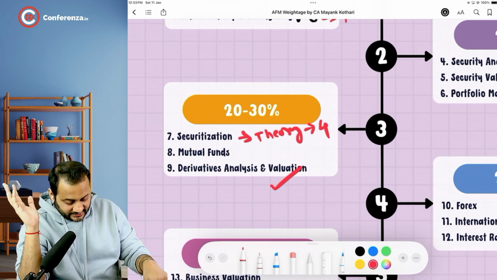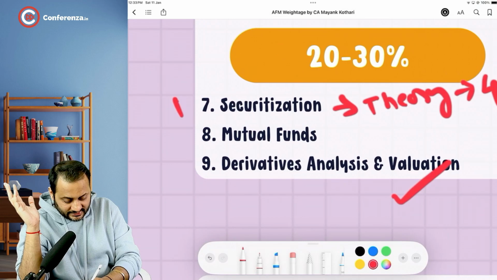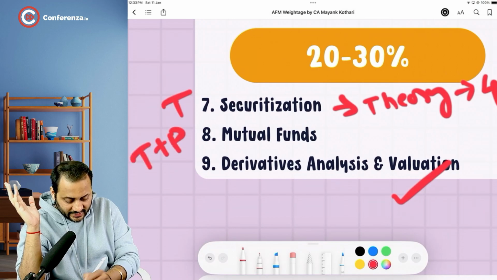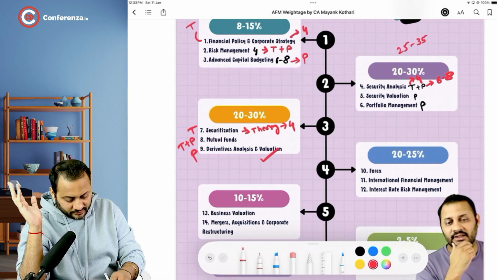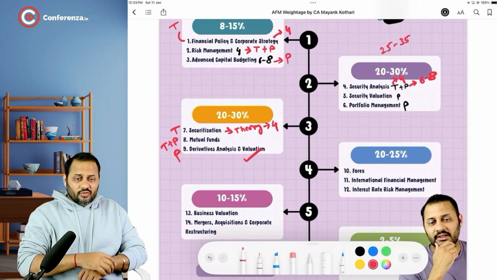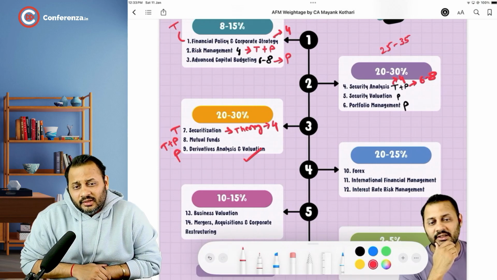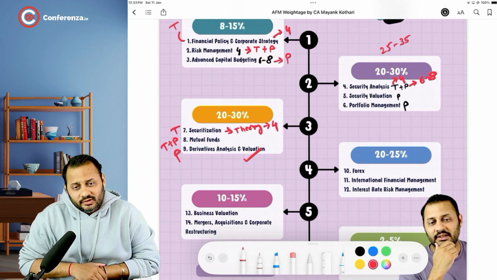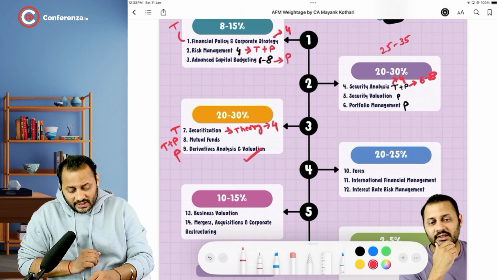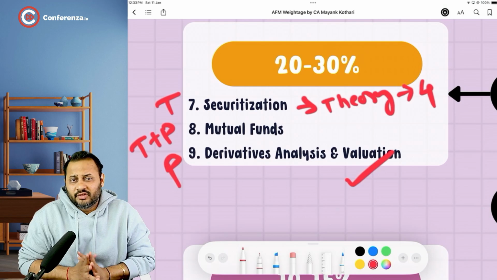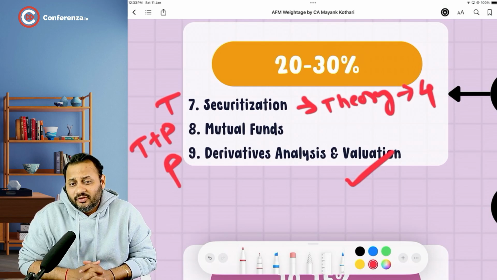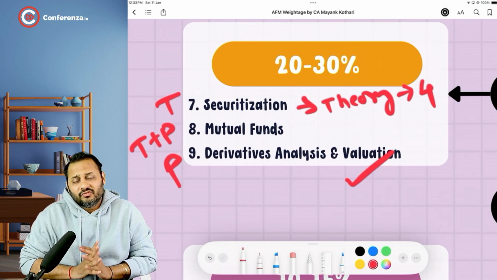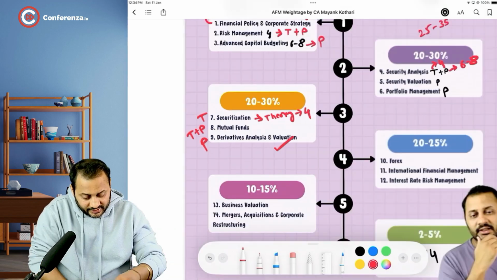Okay, so let's just give it a marking. This is a theory chapter. This can be a theory plus practical chapter, and this is a practical chapter. Even though I'm writing practical only, this is only a guidance. There is no rule book that the institute will not ask any theory question out of derivatives. If they want to make it difficult for you, they will surely ask a theory question out of the derivatives chapter. So theory of all the chapters is the most important thing.